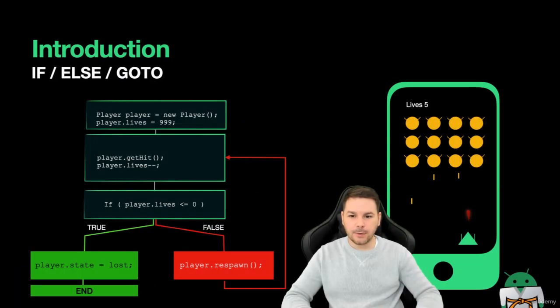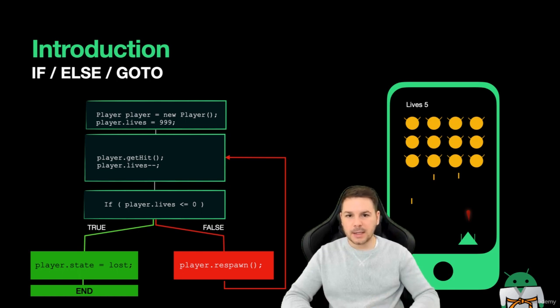Here's our pseudocode, and we've got our player object. This player object has lives, and we patched this value to 999, which was super amazing. Well done. But next, we've got this collision detection, so our player gets hit by an alien shot, by an alien boss, whatever. The player loses a life, and now there's our if check, our first if statement.